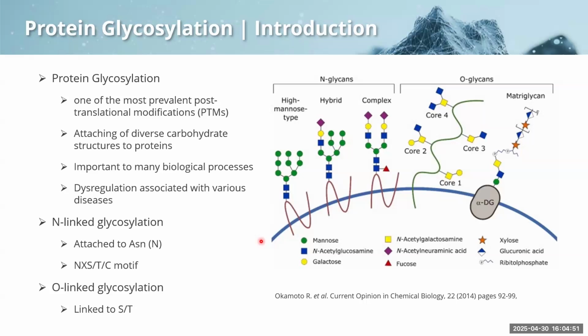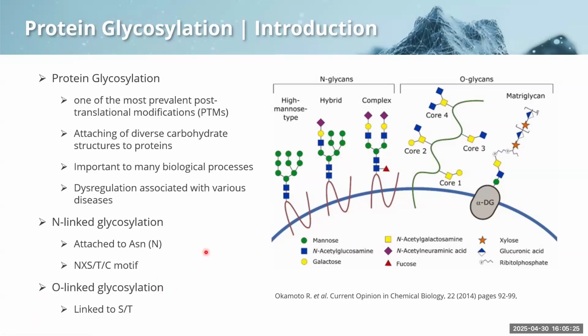There are two different types of glycosylation when it comes to proteins. There's N-linked glycosylation, where the sugar is attached to an asparagine residue, and it nearly always comes in a motif where you have the N with the glycan attached, and then an N-X-S, T, or C motif afterwards. There's also O-linked glycosylation, where the glycan is attached to a serine or a threonine residue on the amino acid.